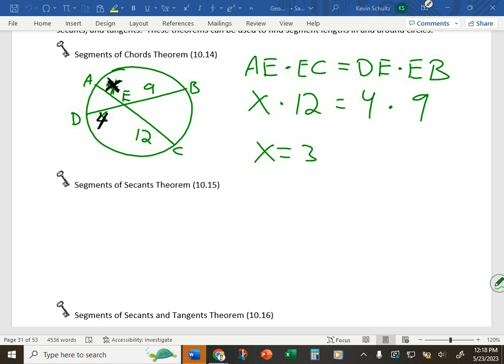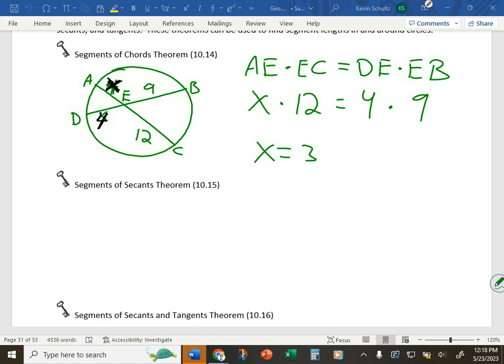Are there any follow-up questions on this before we move on? Is that always the theorem? When you have two chords that intersect in a circle, this is always the theorem you can use to find their lengths. Is it always going to be AE times EC? They could be different letters, but that's why we want to think of part times part equals part times part. Can X and DE be the same? Potentially. It's not in this case.